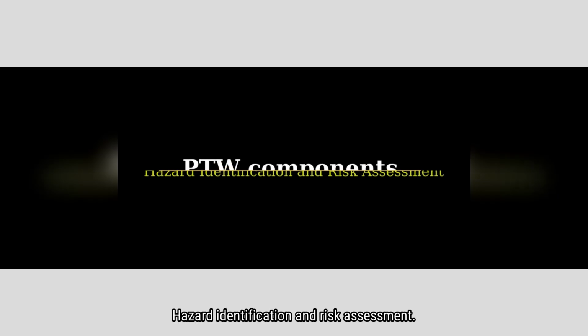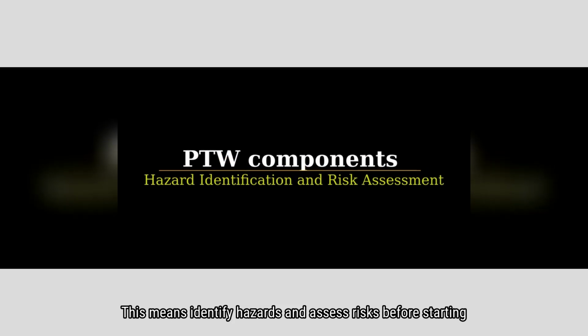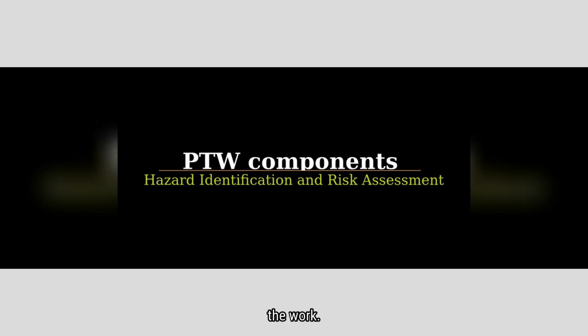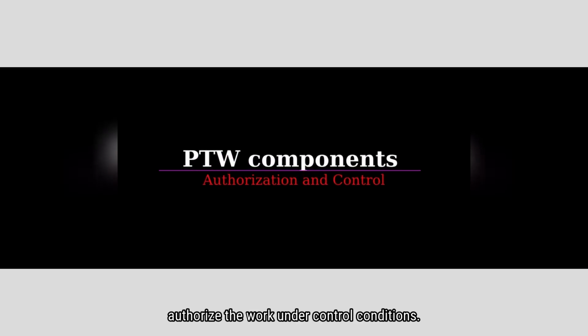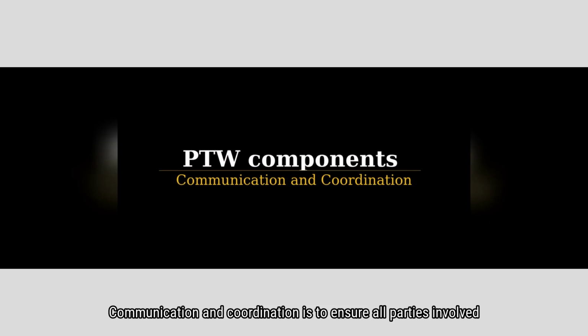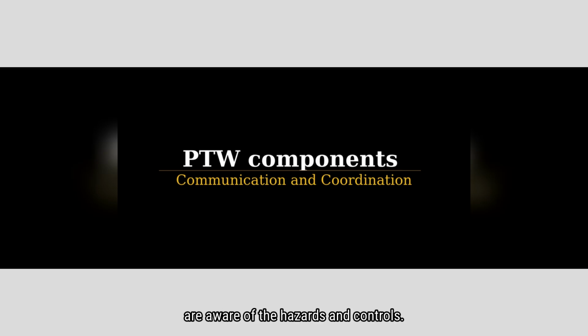Hazard identification and risk assessment. This means identifying hazards and assessing risks before starting the work. Next, authorization and control. That means issuing a permit to authorize the work under controlled conditions. Communication and coordination is to ensure all parties involved are aware of the hazards and controls.